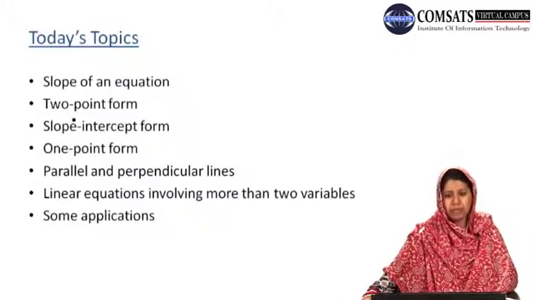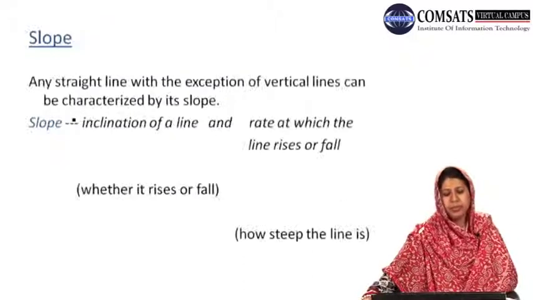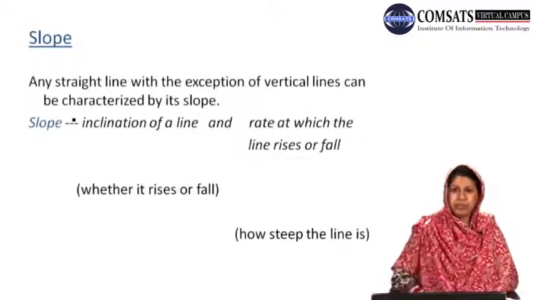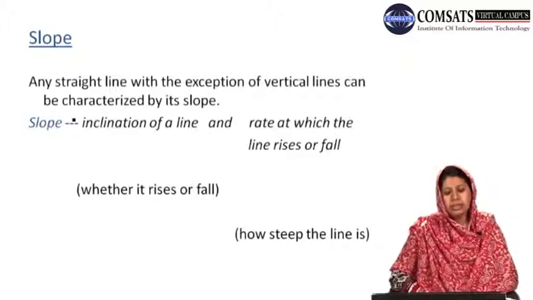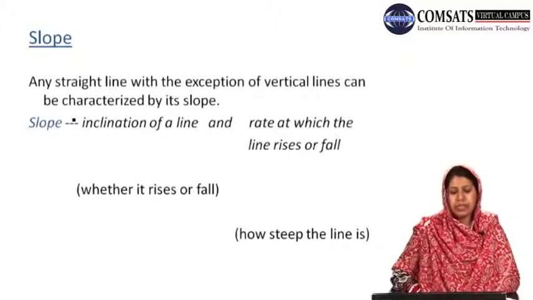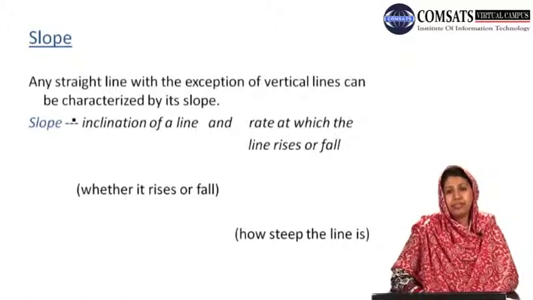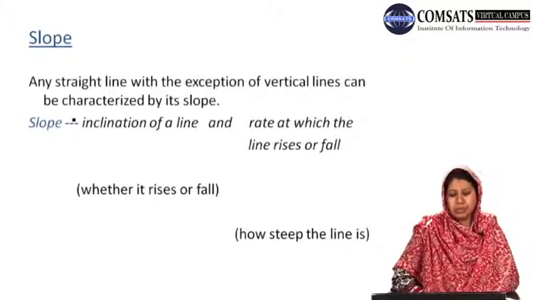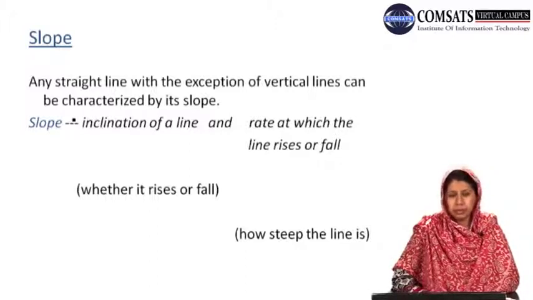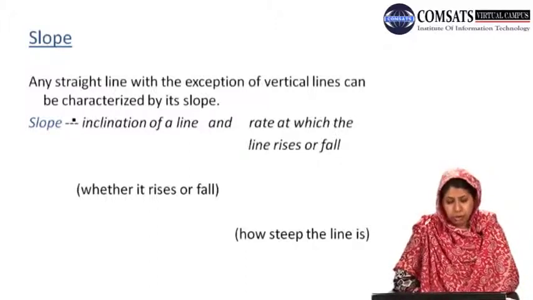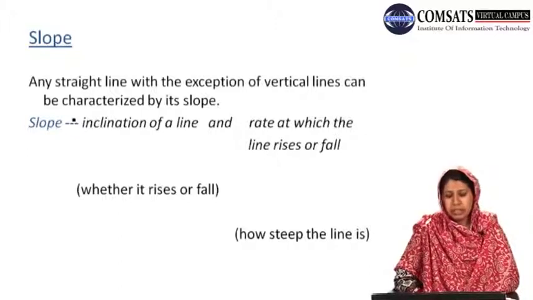Okay students, we start today's lecture with the definition of slope, a rough definition of slope. A slope is defined for any straight line with the exception of a vertical line. We are not talking about the vertical line. So any straight line with the exception of vertical lines can be characterized by its slope. So what does the slope tell us? Basically it tells us the inclination of a line.